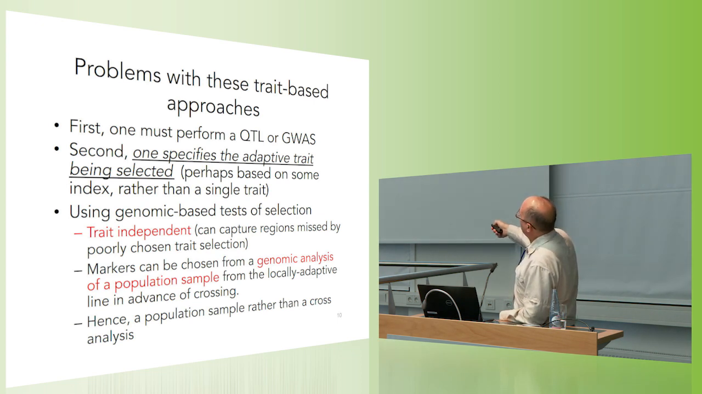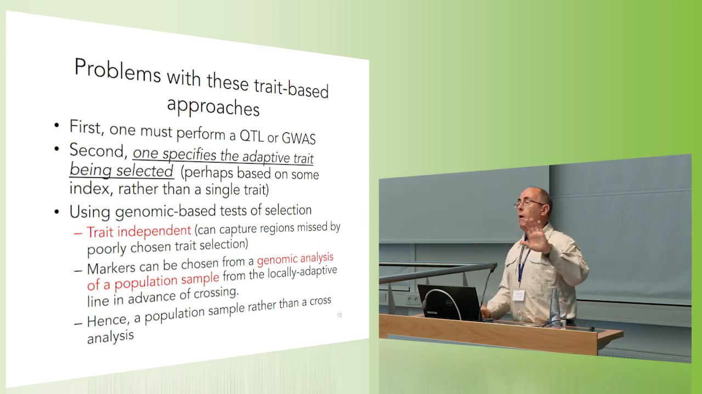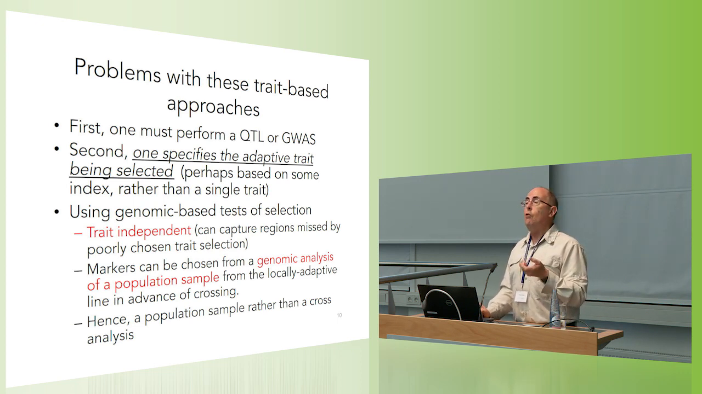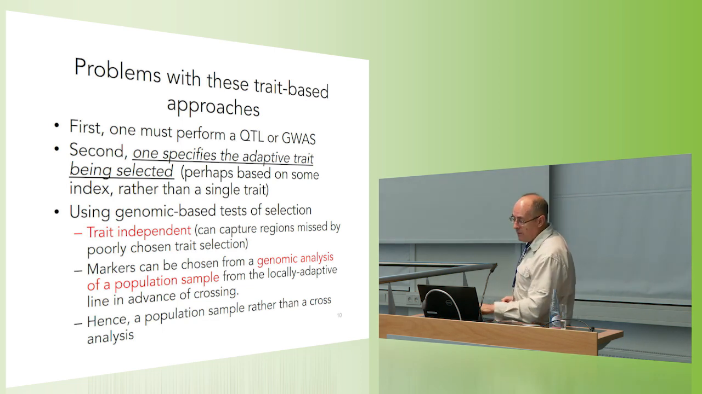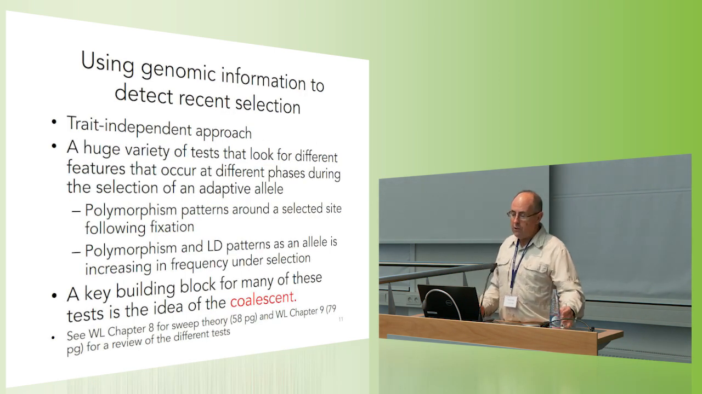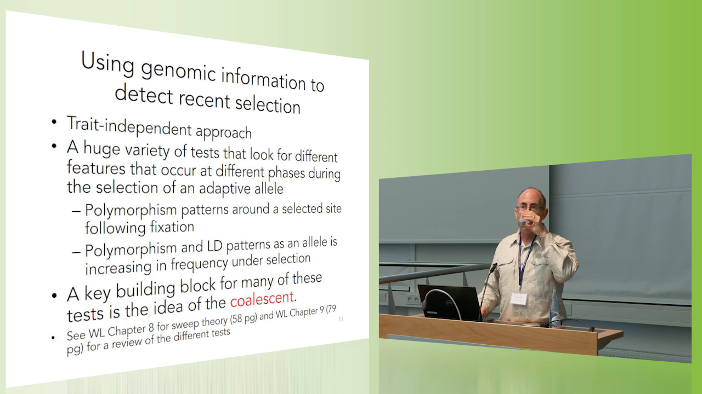One way is to use trait-independent methods, which use genomic scans. So look in my wild line and see what chromosomal regions show evidence of relatively recent selection, and those would suggest targets to adaptation to its environment, and we can basically then use those. So this leads to the question basically of how do we detect those?